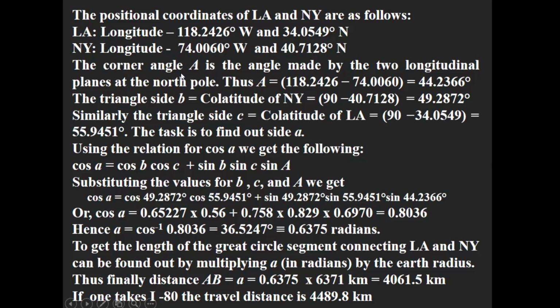So the corner angle A is the angle made by the two longitude planes, that is, the difference between the two longitudes, 44.236. And the triangle side B is the co-latitude of New York. What is co-latitude? 90 minus the latitude. And the triangle side C is the co-latitude of LA, which is 55.9. Now the task is to find side A. Use this formula: cosine A is equal to cosine B.